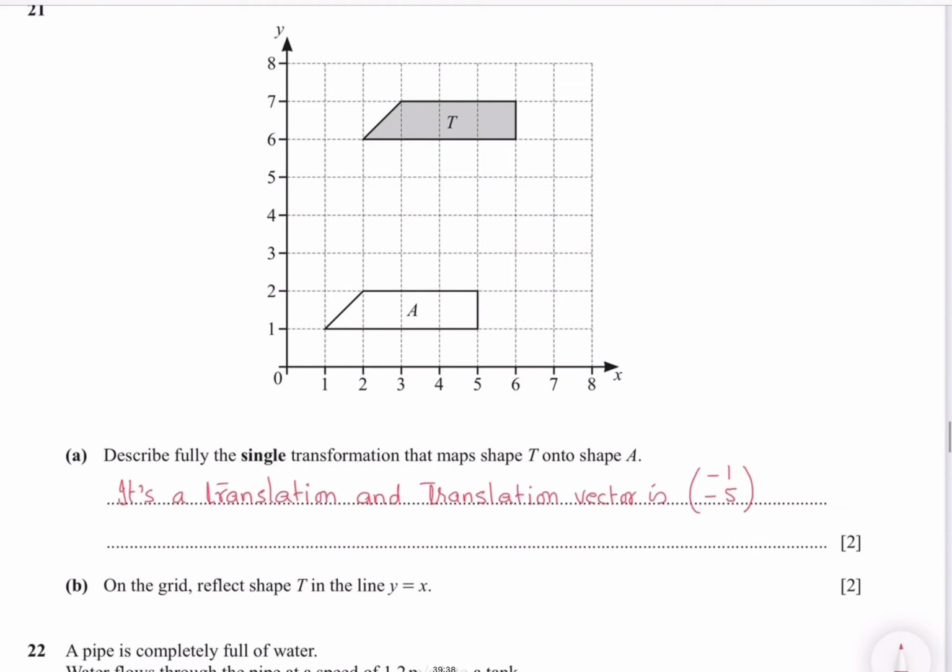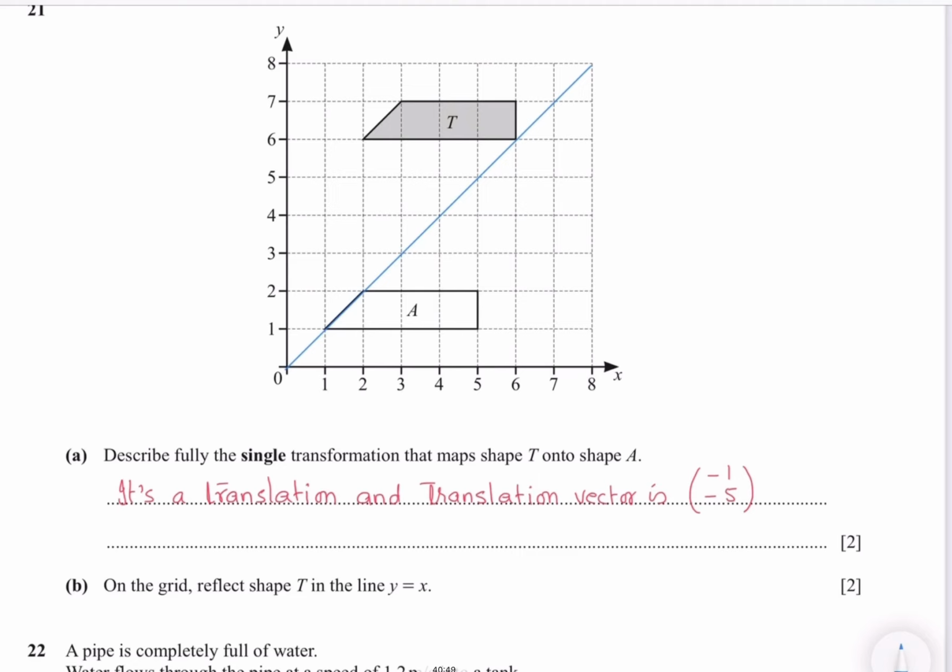Now, on the grid, reflect shape T in the line y equals x. So first draw the line y equals x, and one edge of the shape T is exactly on the line y equals x. So this point will not reflect, it will remain at the same place.